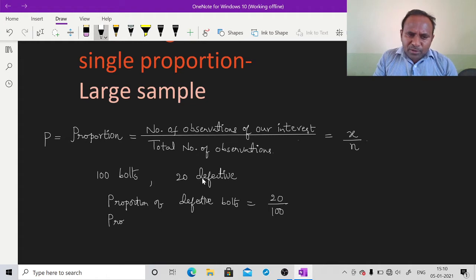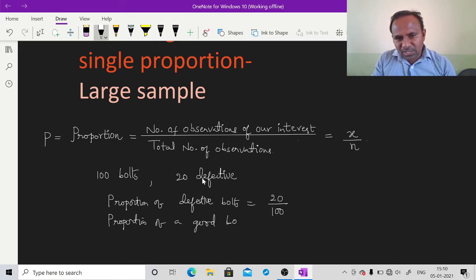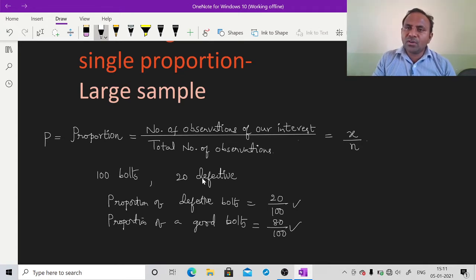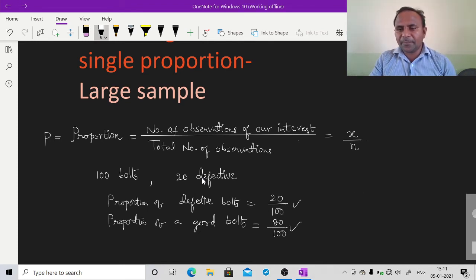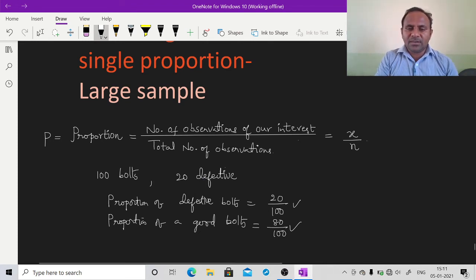Likewise, you may write the proportion of good bolts having no defect. This is now my interest: I want to find out the proportion of the good bolts. How many good bolts are there in total? Since there are 20 defective, there will be 80 good out of 100. So this is the proportion of the good bolts, whereas that is the proportion of the defective bolts. It's simply a fraction, so nothing much to discuss about it.